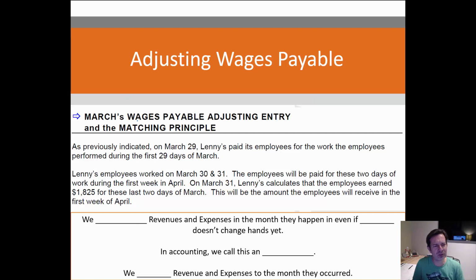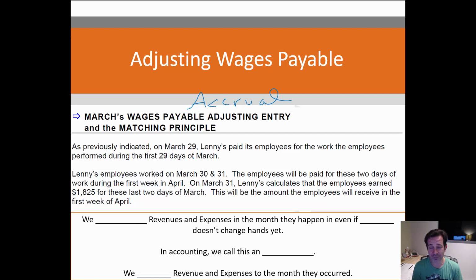So we make these entries when cash hasn't really switched hands yet, but we still have had an accounting event happen, okay? In this case, somebody has worked, but we haven't paid him yet. An accounting event has happened, somebody has worked, but cash hasn't switched hands yet because we haven't given them a paycheck. So here we go. This is a wages payable accrual. Accrual. Boom, right there.